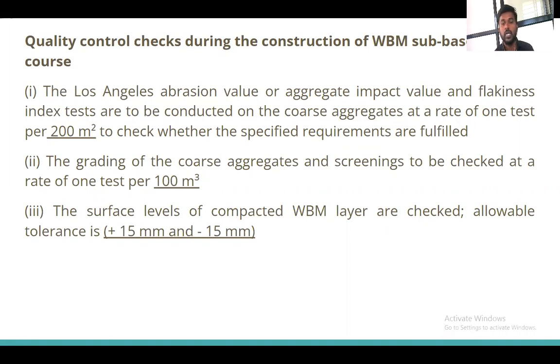Then the surface should be leveled and compacted well, and the allowable tolerance is plus or minus 15 mm. Okay, whatever the level surface is to be maintained, a tolerance of plus or minus 15 mm is allowed for the surface there. Okay, so this is the way or method to check the WBM road, how to construct the WBM road, the stepwise procedure, then the quality control checks on the WBM road. That is water bound macadam.